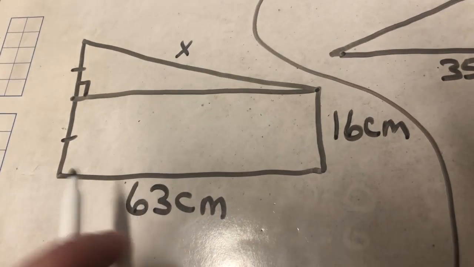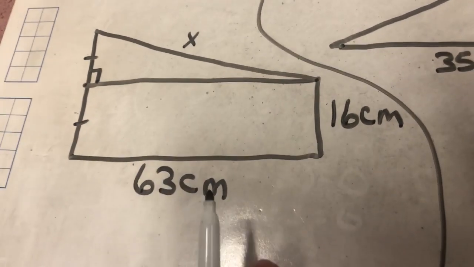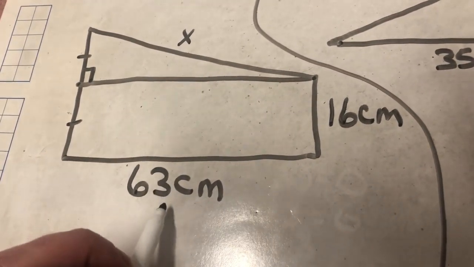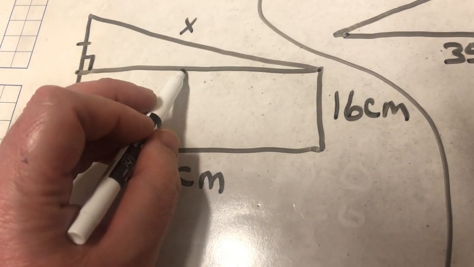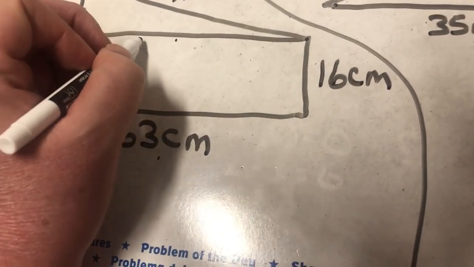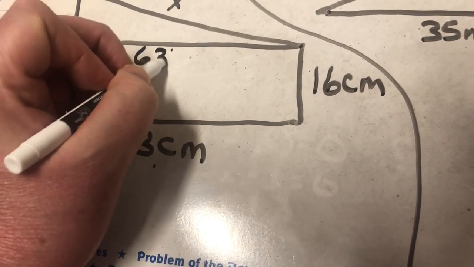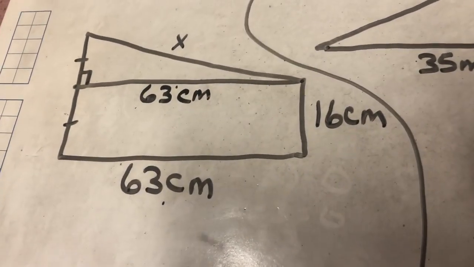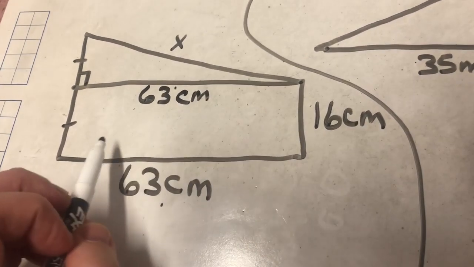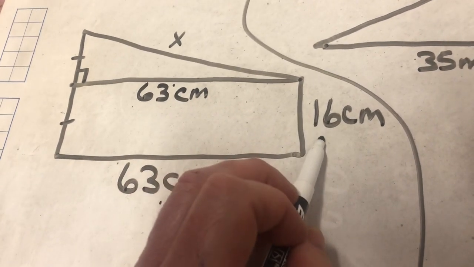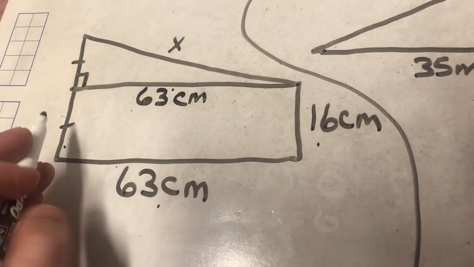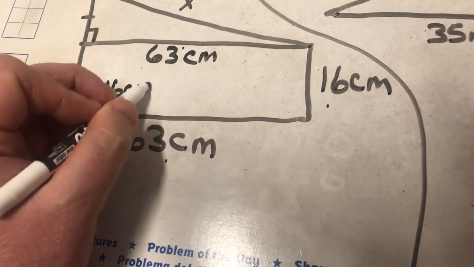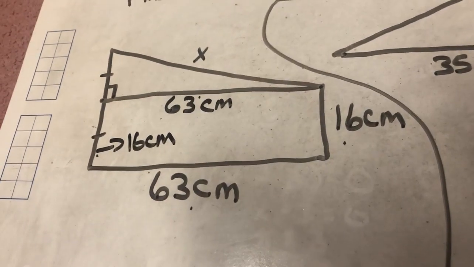problem here. So let's see what we do know. First of all, we know this is a rectangle. So we know that if this side is 63, this side has to be 63. So the bottom of my triangle, I know, is 63 centimeters. I also know that since this is a rectangle, that if this is 16, this side also has to be 16. All right, those are things I should just know.